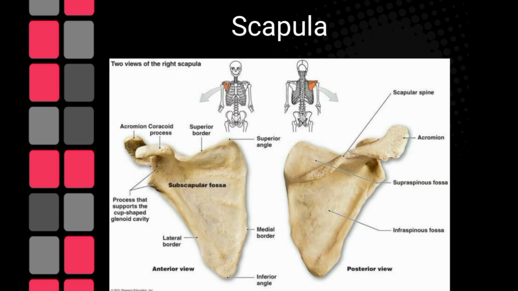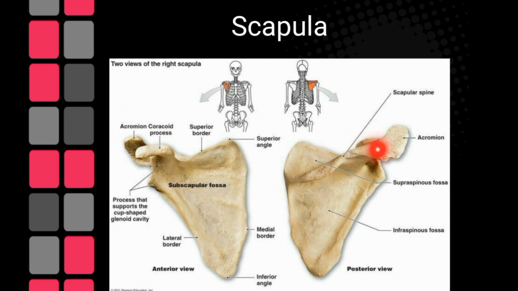Here are the landmarks of scapula. First we will discuss its anterior view. Anterior view, this is the subscapular fossa. It has three borders: medial border, lateral border and superior border. Two angles, superior angle and inferior angle. Here is the glenoid cavity. This is the coracoid process, acromion.